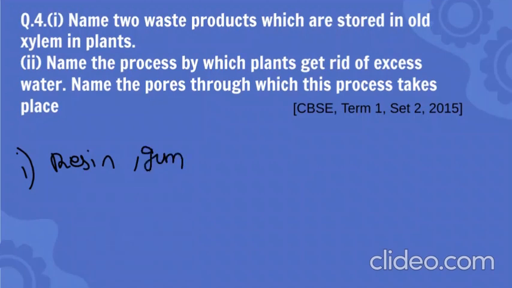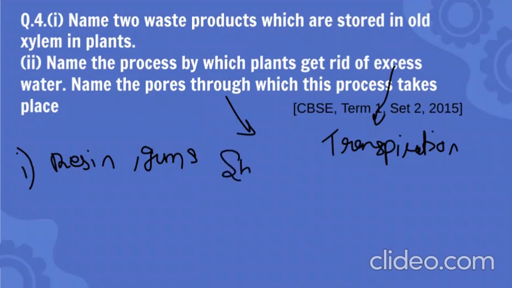Resin and gums are the two waste products which are stored in the xylem, in old plants. And in plants, when there is excess water, how does it exit? Because of transpiration. Correct, through the process of transpiration it is given out, through the leaves, through pores known as stomata. Correct, through stomata it is given out.